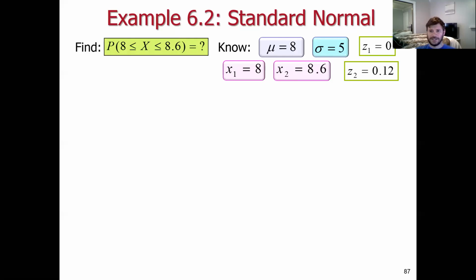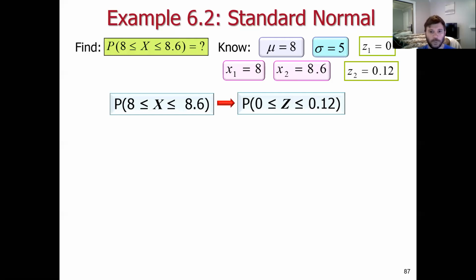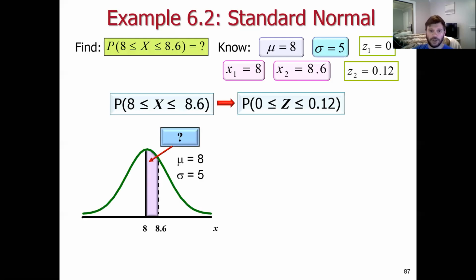And at this point, we can rewrite the problem. Okay, instead of thinking about the probability that x is between 8 and 8.6, we've now converted from x space into z space. And this probability, due to the nice properties of the normal distribution, is the same under the standard normal curve as the probability that z is between z1 and z2, that z is between 0 and 0.12.